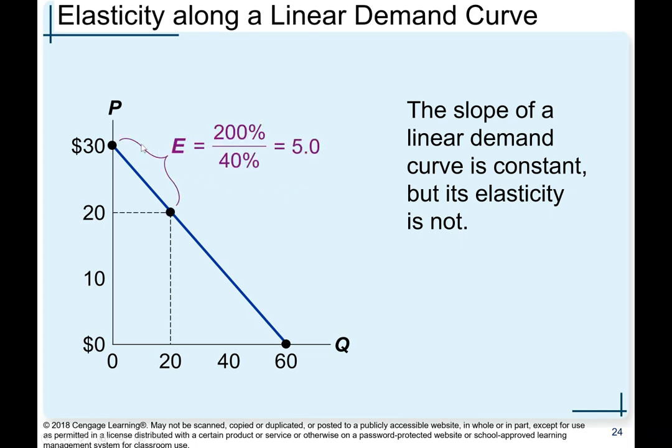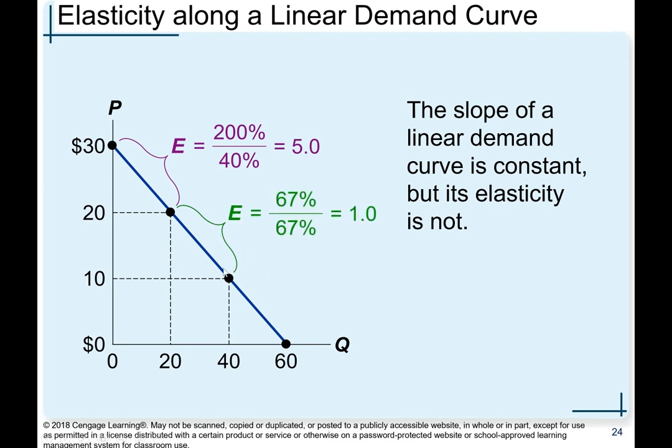In the upper end of the demand curve, demand tends to be elastic. So if price changes from 30 to 20, quantity changes from 0 to 20, the elasticity coefficient is 0.5. That is high. That is, elasticity is greater than 1, demand is elastic.